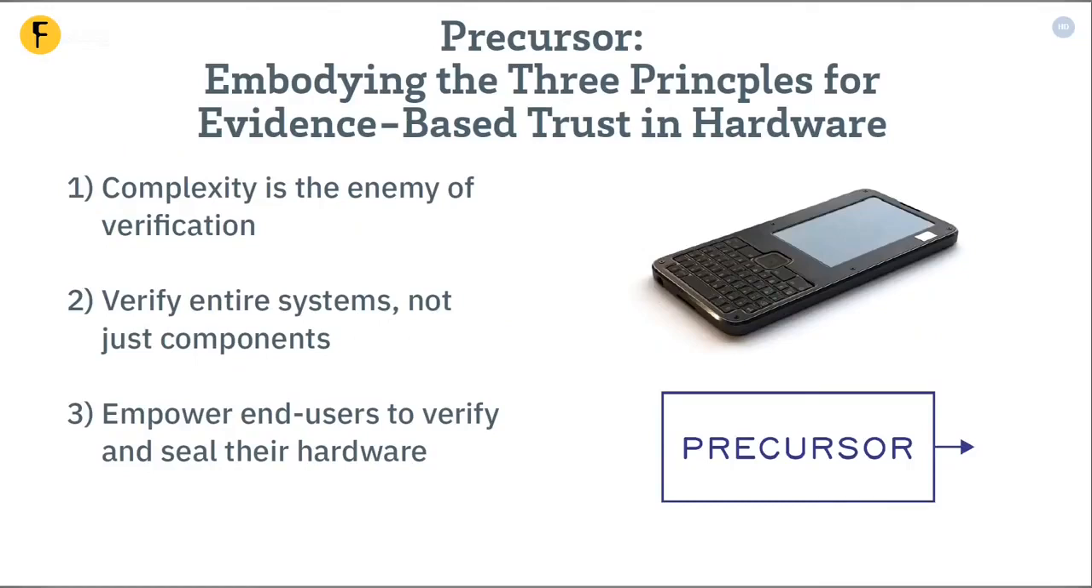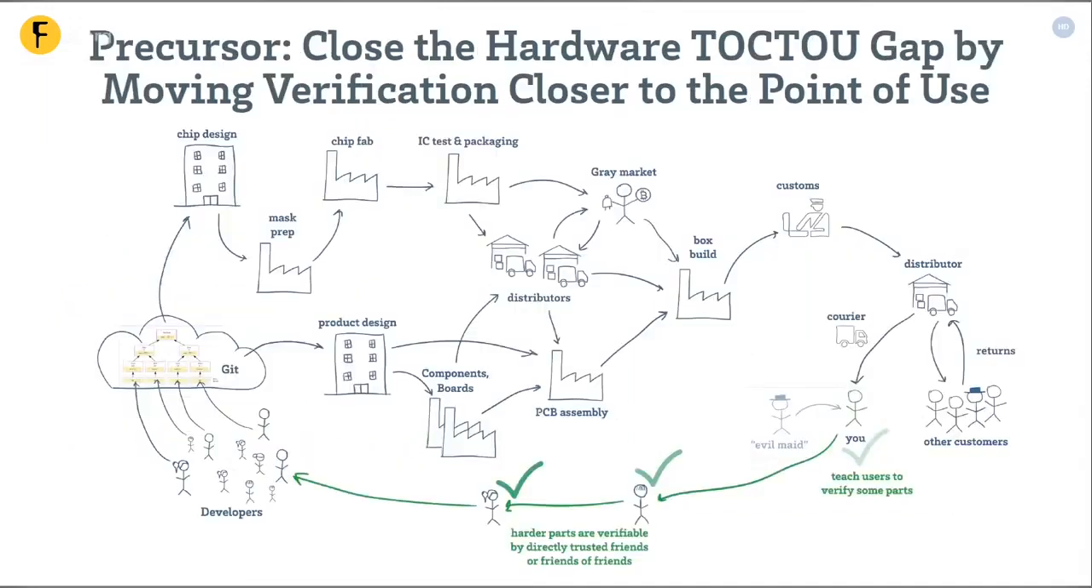So, in summary, Precursor: the idea is that we wanted to build a thing that embodied these three principles for evidence based trust in hardware, right? We're trying to avoid complexity. We try to build a full system, so it's not just like we're handing you a circuit board or just a chip. It's a full end-to-end solution for your secrets from your fingertips to your eyes. And we're doing it in a very open fashion so that users can be empowered to verify and seal their hardware. And so the idea is that we want to close this time of check, time of use gap. You remember this attack service issue that I illustrated before, so that you can go ahead and verify some parts, and we can teach people how to verify things if they want to do it themselves.